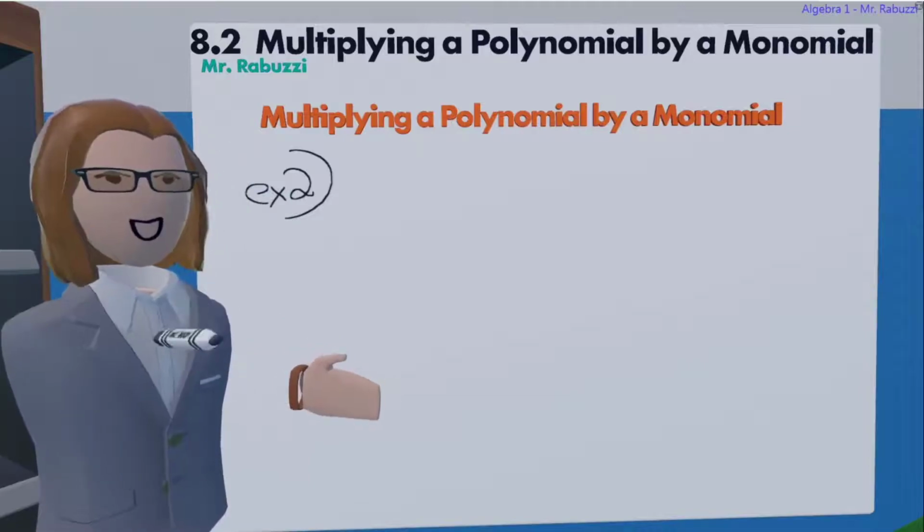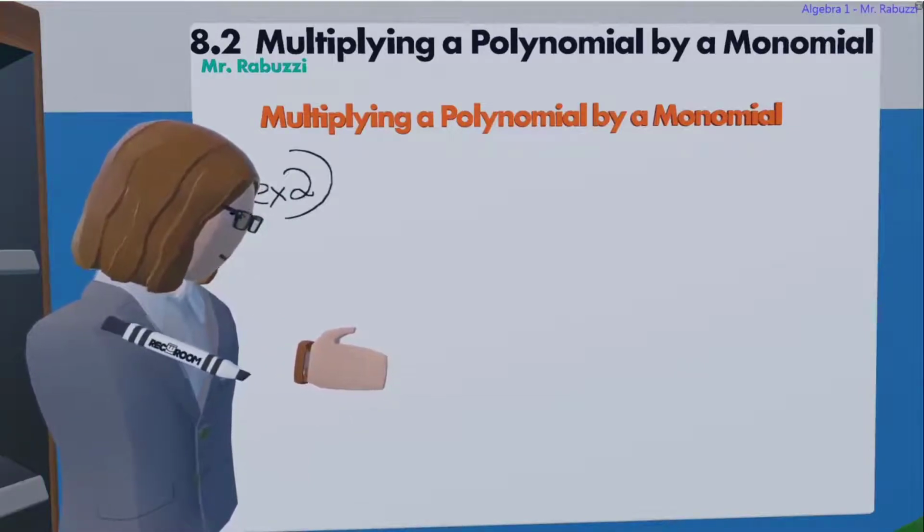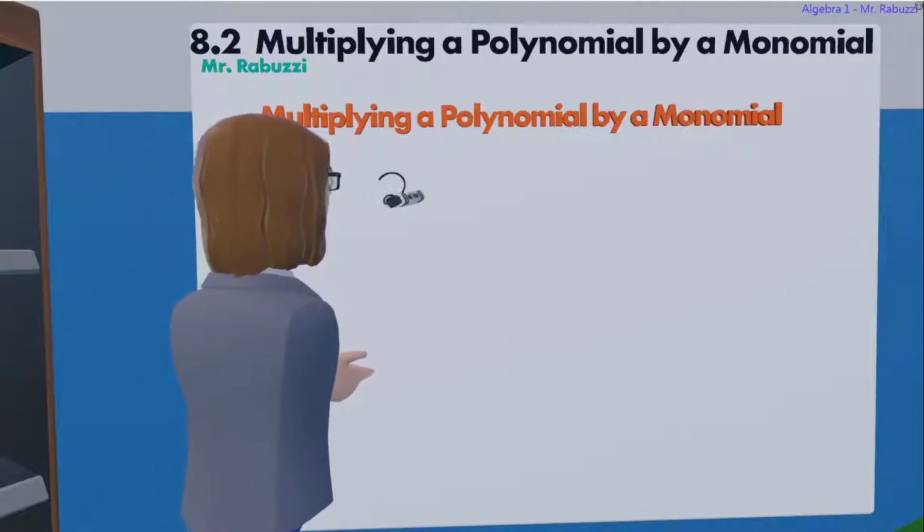Remember, these are not in the book. These are just examples that I want to go through. If you need help with the bookwork, let me know.